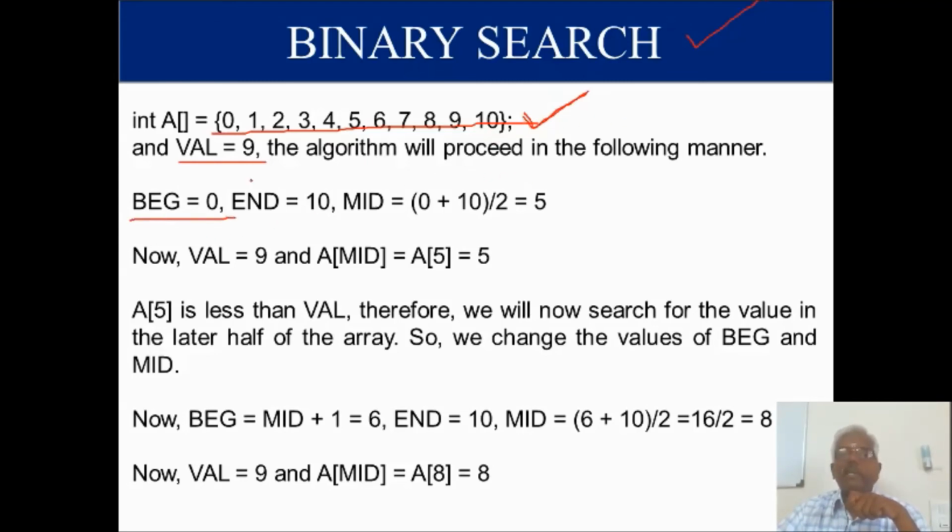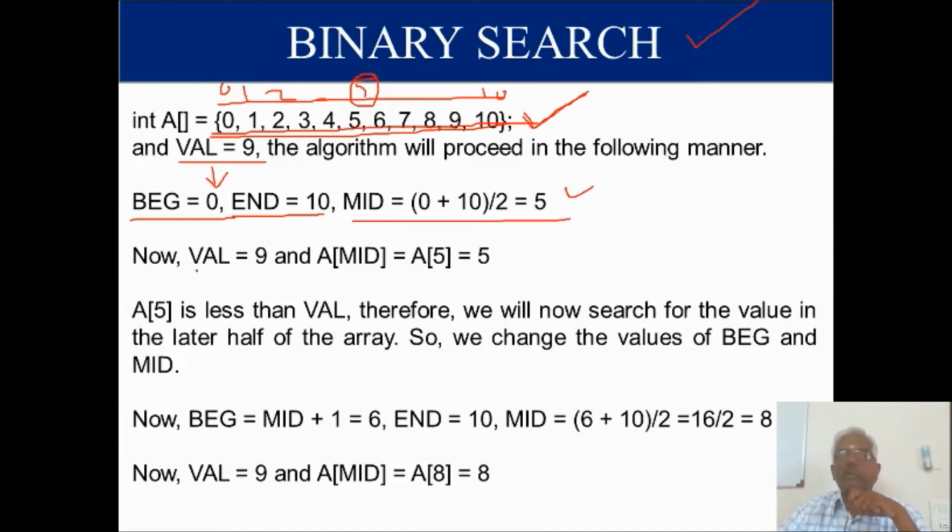So initially beginning is 0, which is nothing but the position of the leftmost element, and end is the position of the rightmost element. Totally 11 elements are there. So the index values of the elements are 0, 1, 2, up to 10. The index value is 0 to 10. So beginning is 0, end is 10. So what is mid? 0 plus 10 divided by 2, 5. So the mid position is this 5.